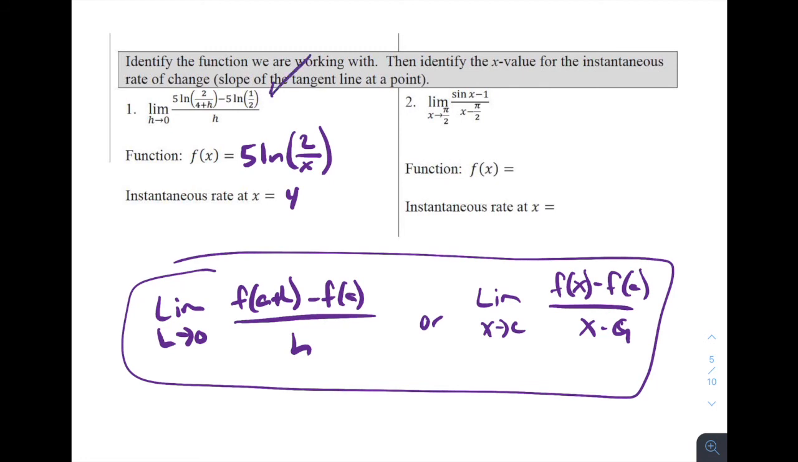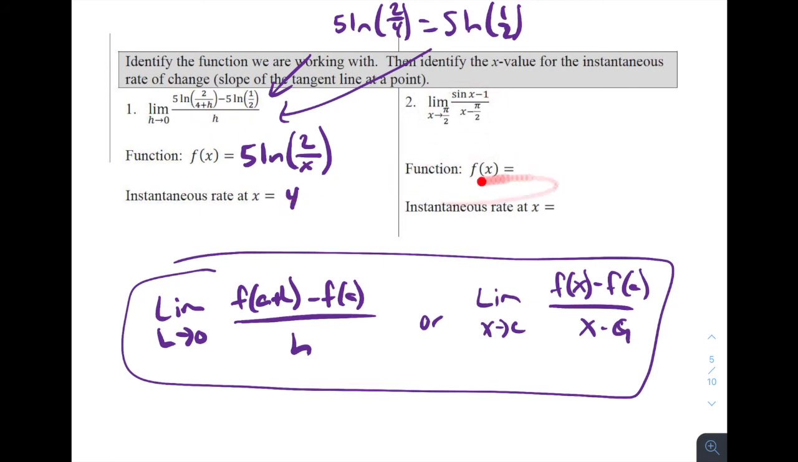Would that make sense for this particular part? If this is then f of a, which would be f of 4, well, this 5 ln of 2 over 4 becomes 5 ln of 1/2, which is what we see. That confirms that we picked the right values. This is going to be the function 5 ln of 2 divided by x when x is equal to 4. And so that's the setup for this.